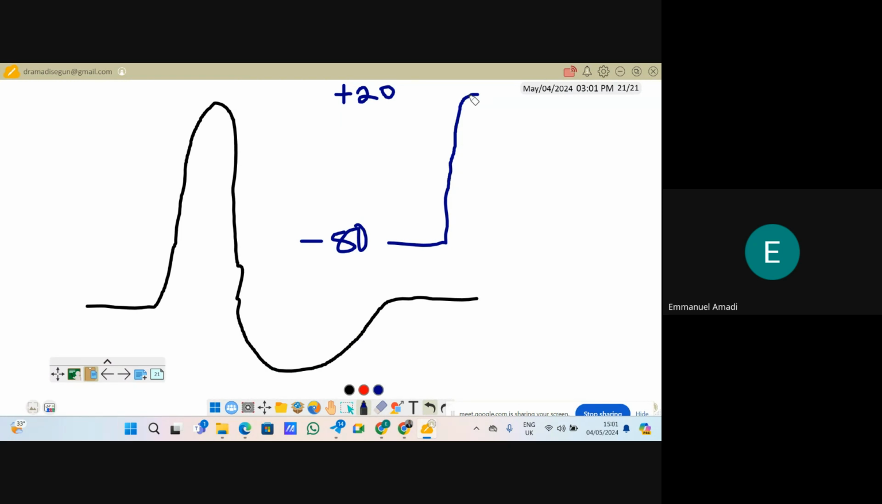When the sodium gate closes, automatically what will happen is that potassium will start moving from inside of the cell to outside. When potassium starts moving from inside to outside, it simply means that this cell is now losing positive charge. Of course, the membrane potential will start falling back towards the negative. So this is what happened. At this point now, sodium is closed, potassium opens. The membrane potential starts falling. But at this point now, something happened. You can see that the membrane potential has fallen a little bit, but something will happen.